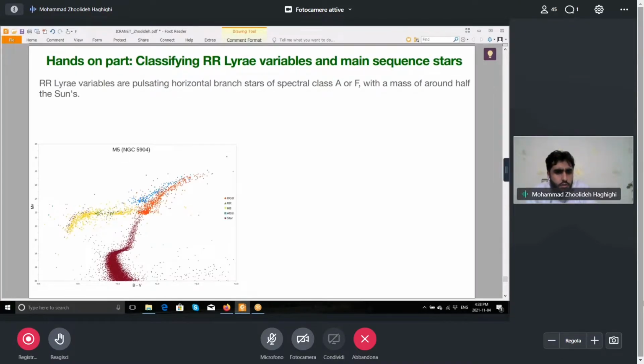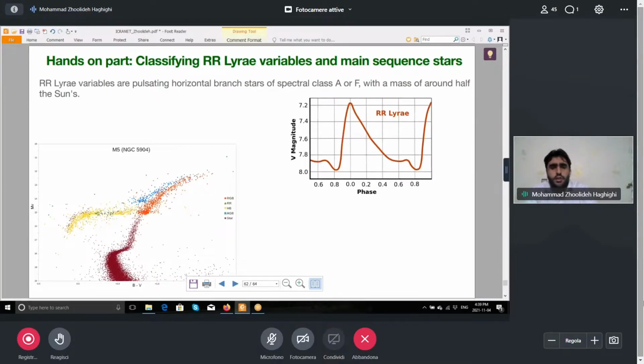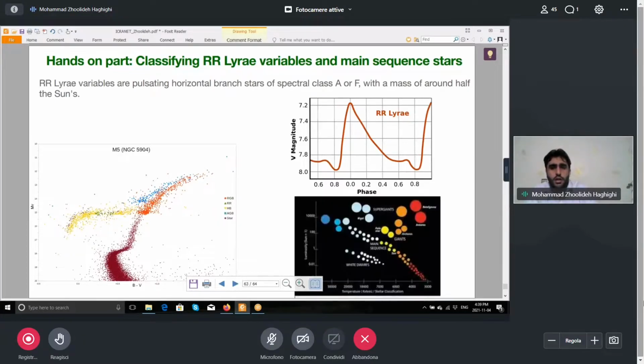There are some green points here. I don't know whether you can distinguish them in this part. This is a color magnitude diagram. These parts that I'm showing you belong to RR Lyrae variable stars. These are variable stars; over time their magnitude changes, and we are going to separate them from main sequence stars by using color magnitude data.